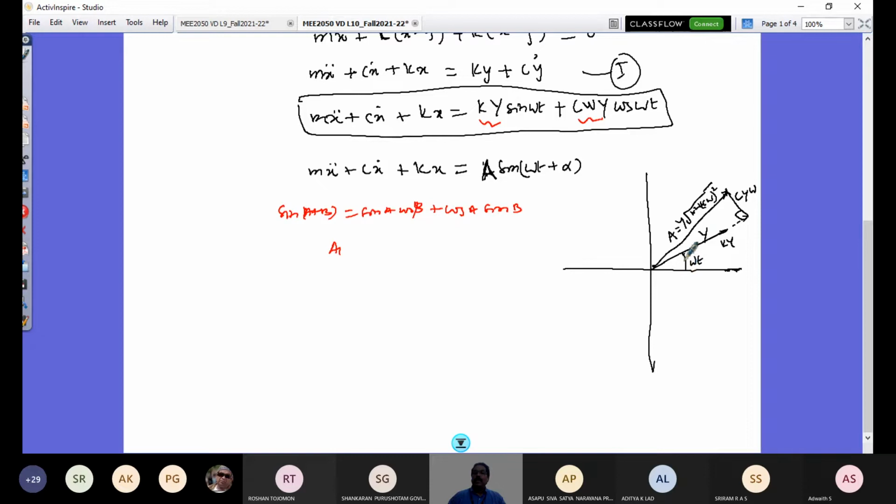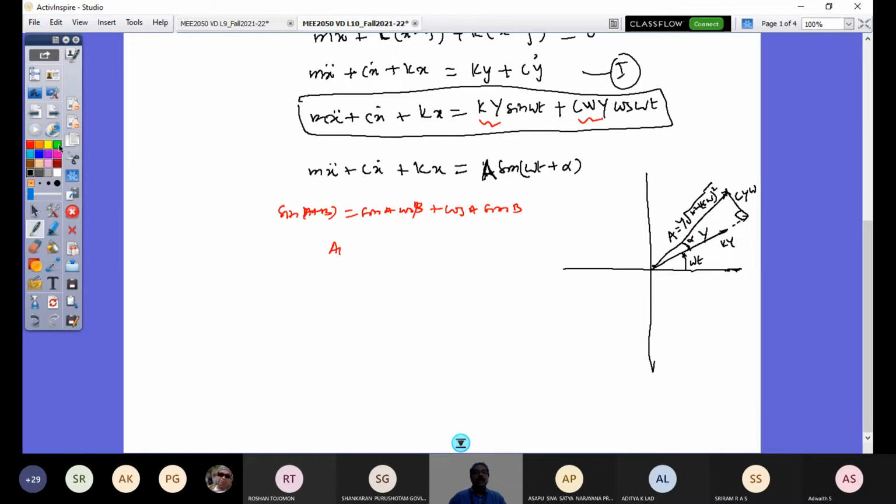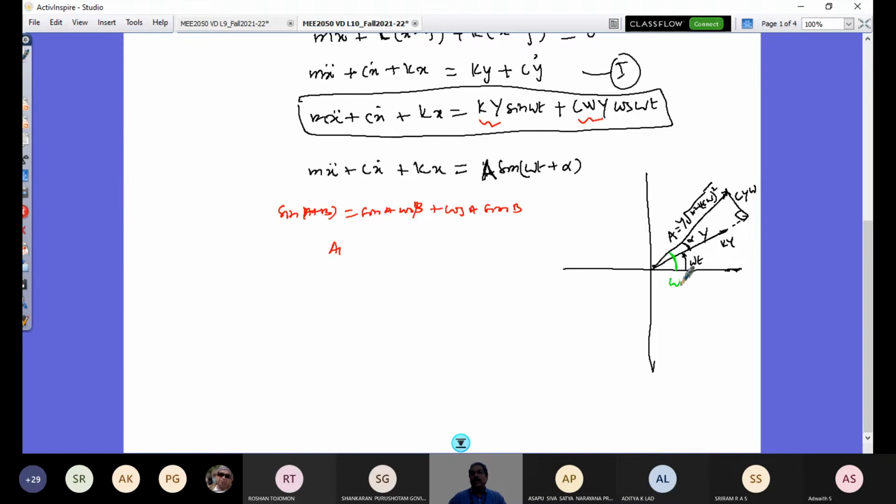This is omega t, and this angle is alpha. So the angle omega t plus alpha is this. This is omega t plus alpha, and the amplitude A is this vector A here, and A sine omega t plus alpha is going to be your impressed excitation due to the road profile.